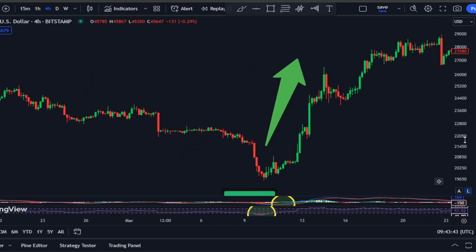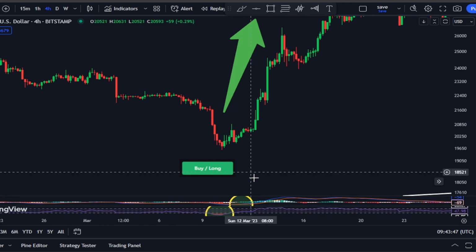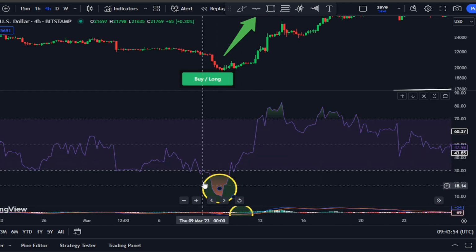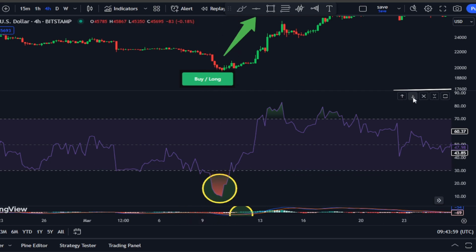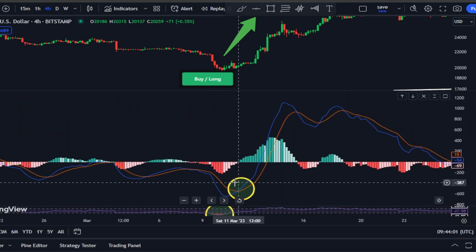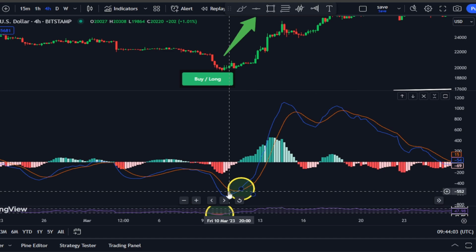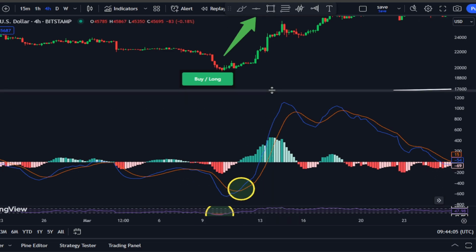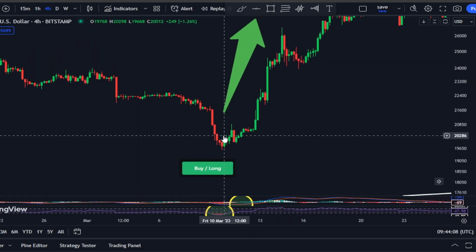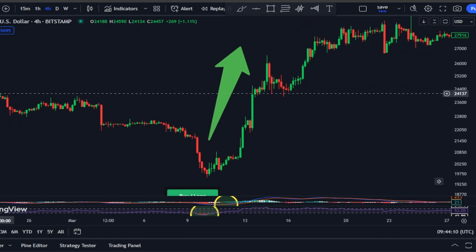Another example is right here. This is where you're going to be entering into a long position because, first off, if you take a look at the RSI, it is currently at an oversold level. And if you take a look at the MACD, we had a bullish cross where the blue line crosses with the red line. Therefore, we're going to be opening a long position right here and profit from this trade.